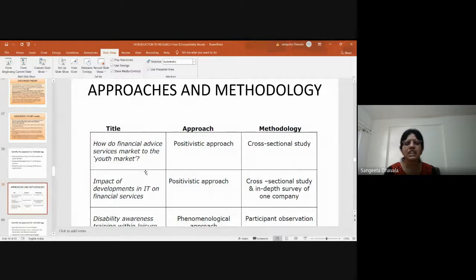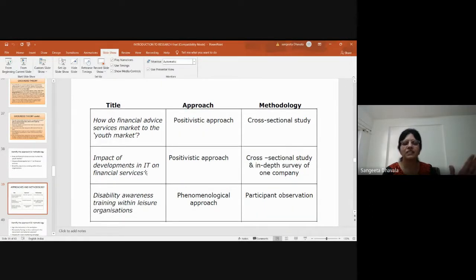Now, here you see all that we have just spoken about. This is the scenario. How do financial advice services market to the youth market? They take a positivist approach and cross-sectional study. Okay. So impact of developments in IT on financial services. Here also they take a positivistic approach and cross-sectional study and in-depth survey of one company. When you're doing in-depth survey of one company, it becomes a case study. So here you see you're using two methods, right?